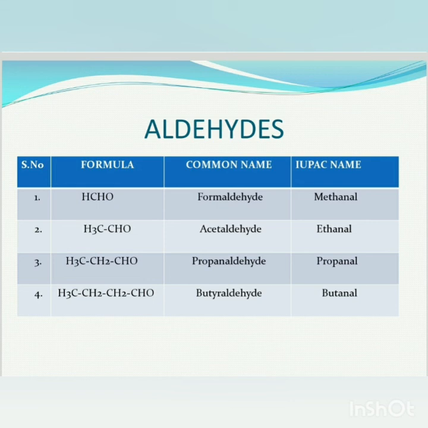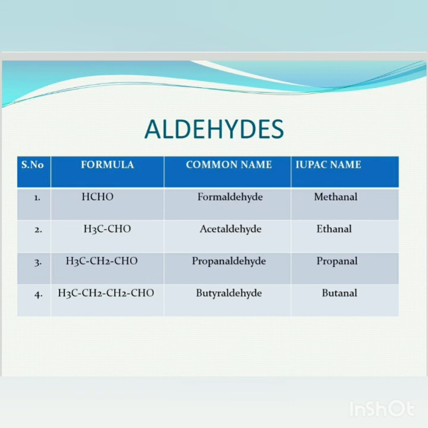And the third example is propanoic acid. The formula of propanoic acid is CH3CH2 C double bond O OH. And the propionaldehyde, the formula of propionaldehyde is CH3CH2 C double bond O H.